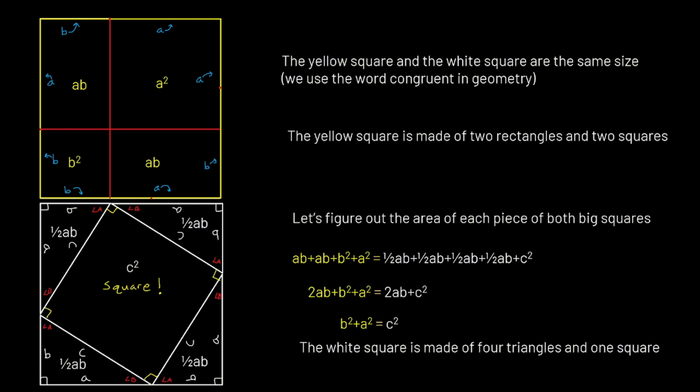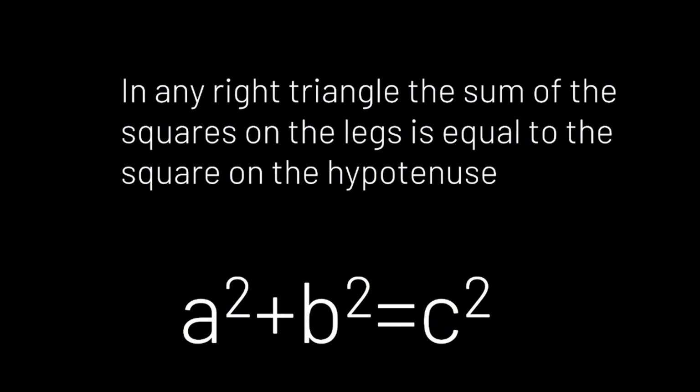And we get that the little square in the yellow square plus the big square in the yellow square is the exact same area as the big square in the white square. And that probably looks very familiar because if we simply flip the A and the B, which we're allowed to do because it's addition, we have the Pythagorean Theorem. A squared plus B squared equals C squared. Or more formally, in any right triangle, the sum of the squares on the legs is equal to the square on the hypotenuse. And you might say, well, wait a second, how does that line up?